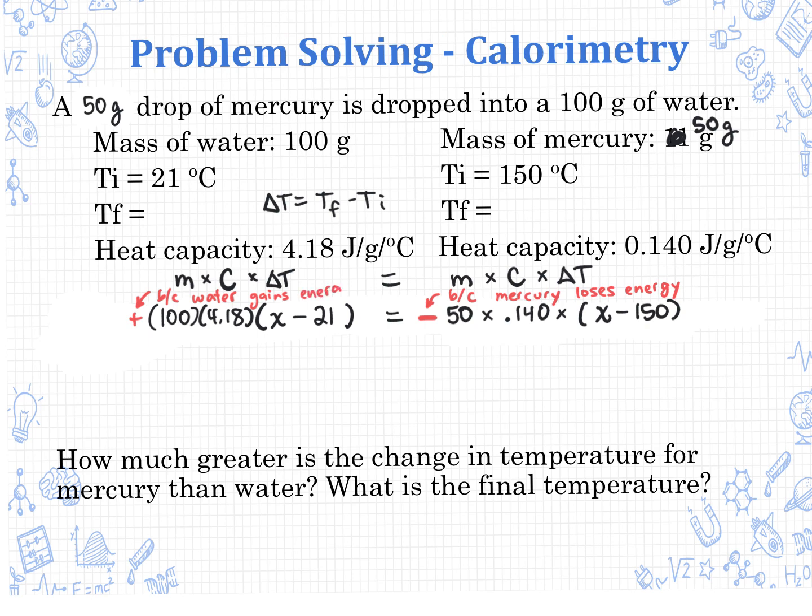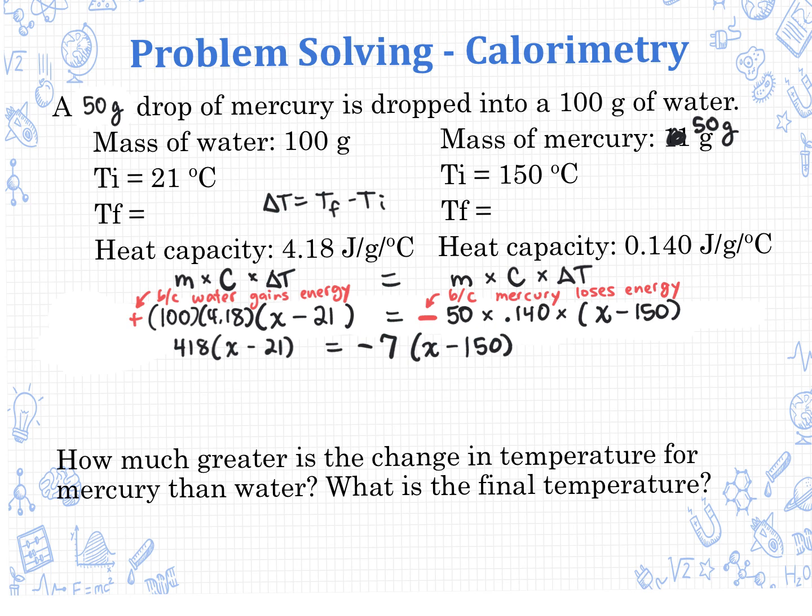Now this was really the thoughtful part of this, but the algebra in this method can get a little messy. So first I'm going to multiply the things in the front. 100 times 4.18 is 418, times X minus 21. On the other side, we've got 50 times 0.14, which is negative 7. Hey, that looks just like the numbers that we got when we solved the problem the other way.